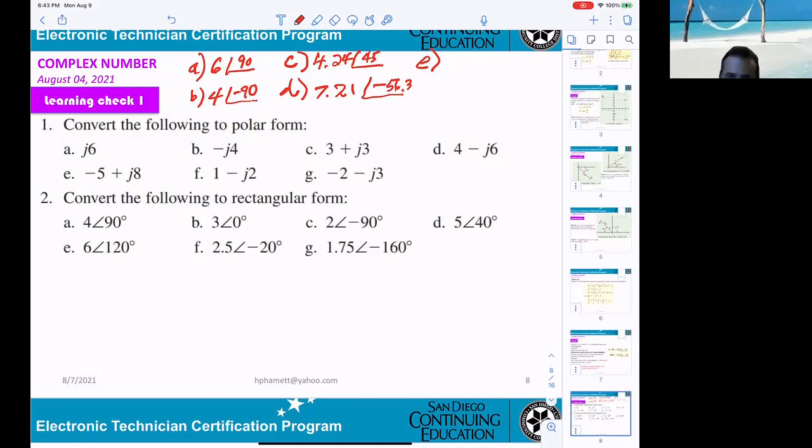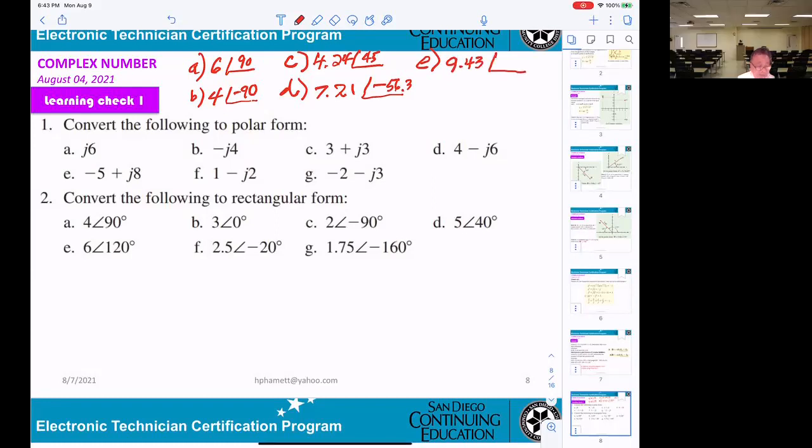9.4. 9.43, correct. Minus 7.9. What's the angle? 122. Minus... no, 57, not nine minor. Okay.